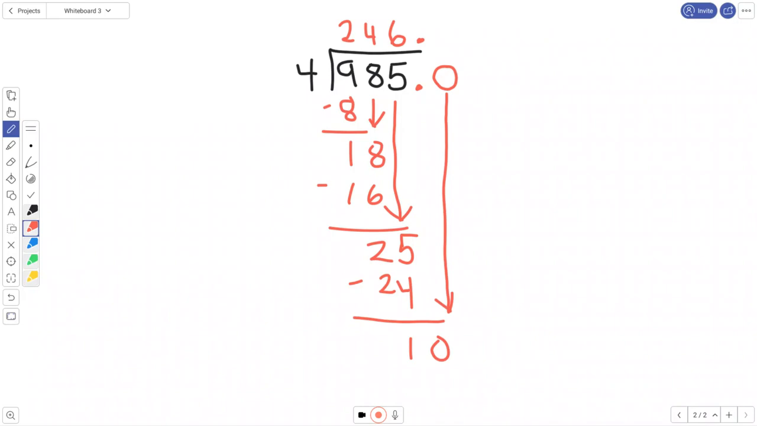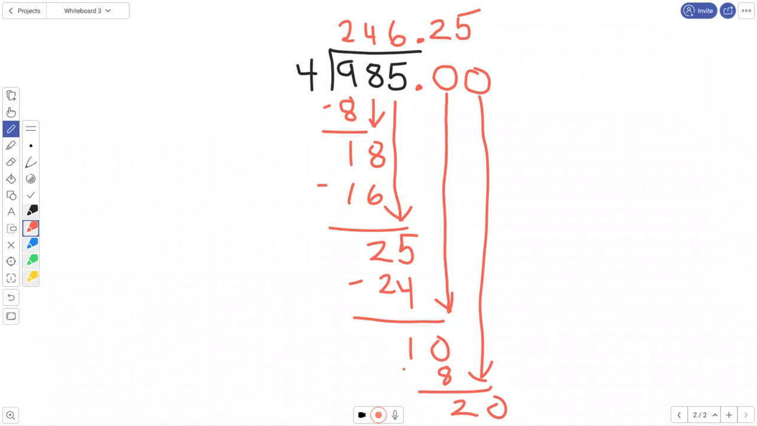So now I think, all right, 4 going into 10, not exactly, but I can get to 8 by multiplying by 2. All right, 10 minus 8 is 2. I still got some left over. So what I'm going to do, add a 0, drop that 0 down, and then can 4 go into 20? It can. 5 times exactly. 20 minus 20 is 0. So I have nothing left over.